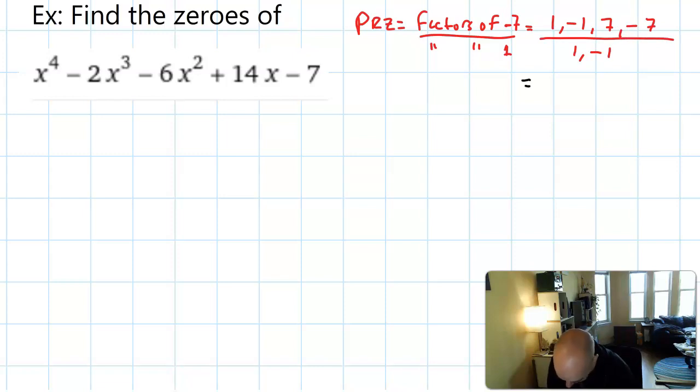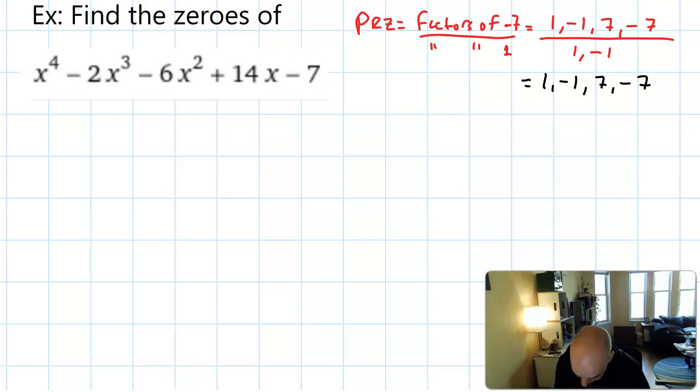Now I'm going to actually list those out, not in a fraction, because they all divide out by 1. So this is those 4. And those are the only numbers that I have to check with division. So I maximally only have to do 4 things to figure this out.